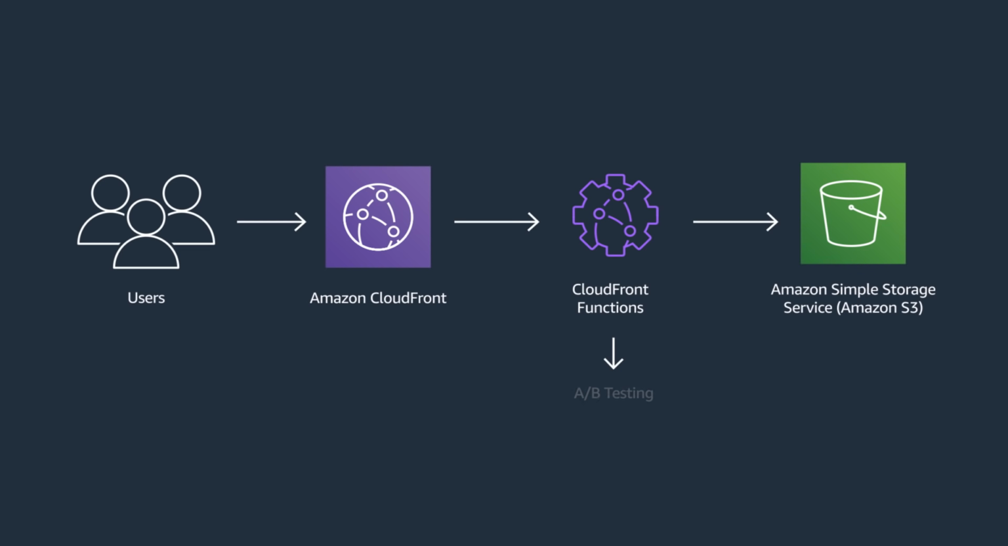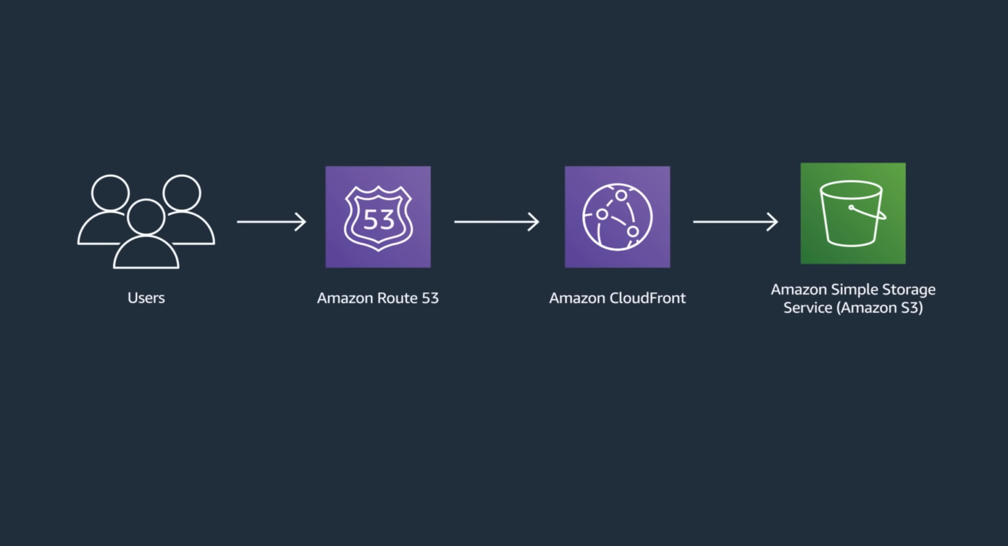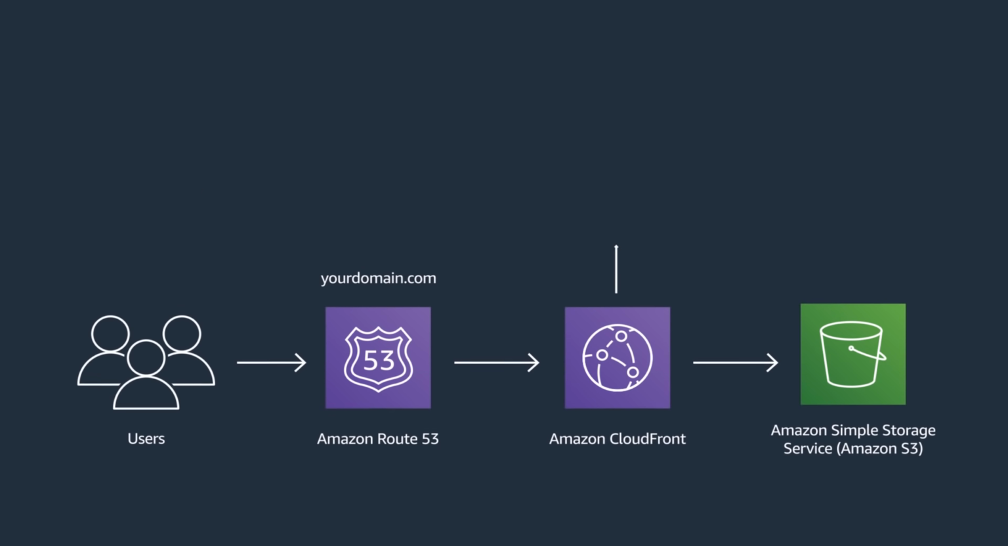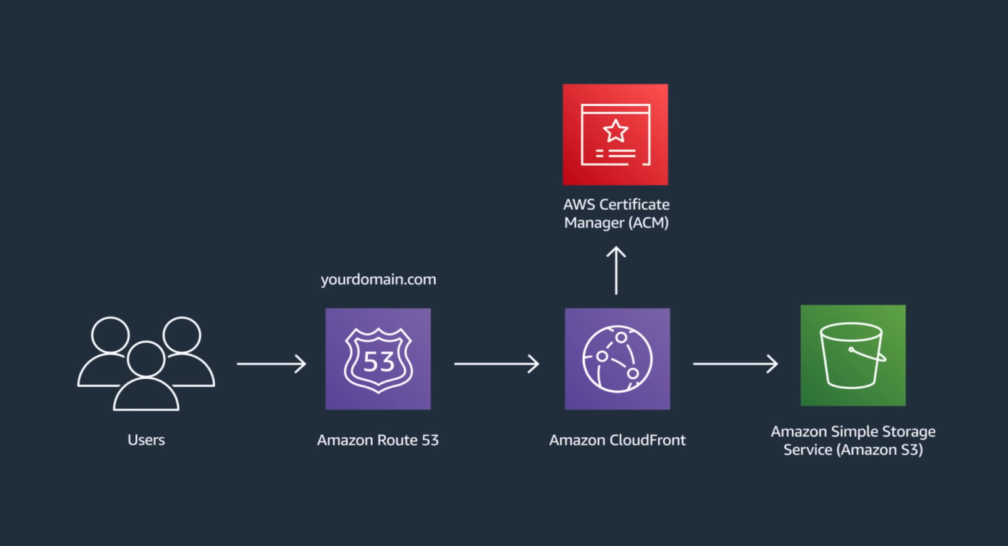Once you have the storage and the CDN sorted, the next thing you will need is a custom domain name and an SSL certificate to go with it. You can create a custom domain name through Amazon Route 53, a cloud DNS service, and an SSL certificate through Amazon Certificate Manager, or ACM.